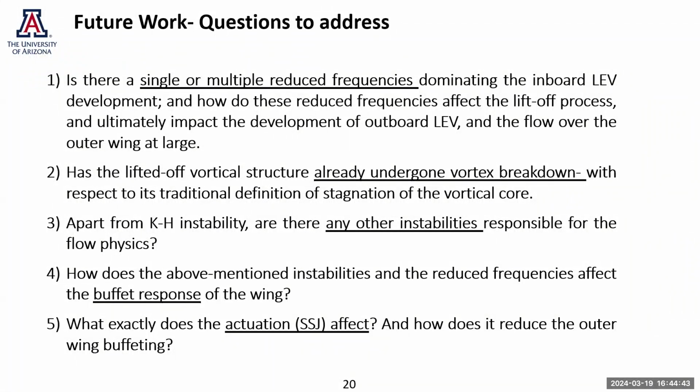We are not sure. These periodic structures and the development of the periodic structures that we saw do create buffeting on the wing, which we could physically see during the experiment. With actuation, that buffeting was eliminated because the periodicity was eliminated. So we need to investigate how these instabilities result in the buffeting behavior, and what the actuation exactly does in order to reduce the buffeting.